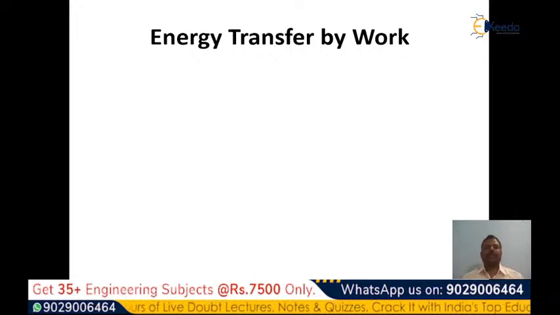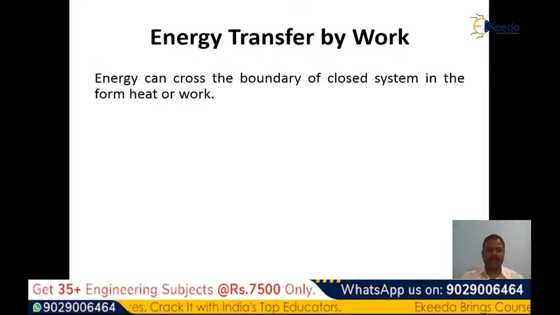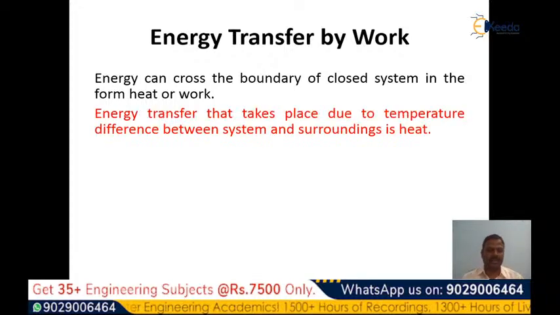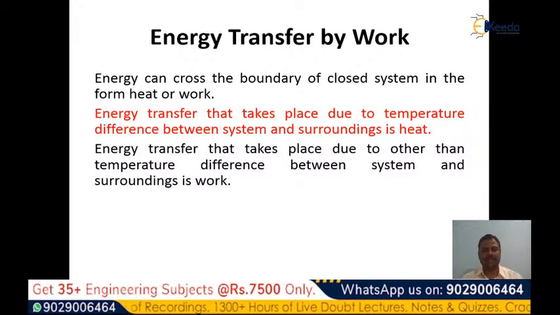As it has already been defined, energy is the capacity to do work. A closed system and its surroundings can interact in two ways, by heat transfer and by work transfer, and these bring about changes in the thermodynamic properties of the system. And thermodynamics deals with the study of these changes in the properties of the system. Energy transfer that takes place due to temperature difference between the system and surroundings is heat, whereas energy transfer that takes place other than by temperature difference between the system and surroundings is work.